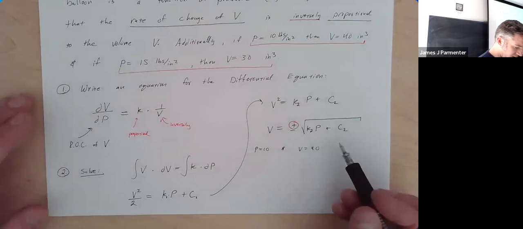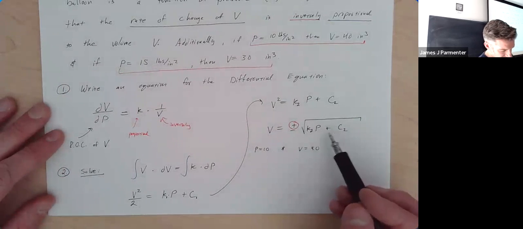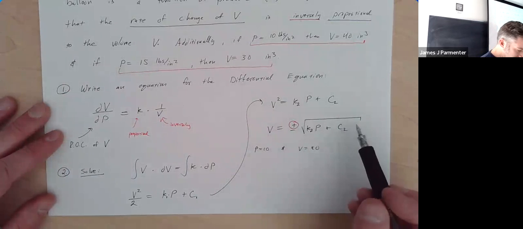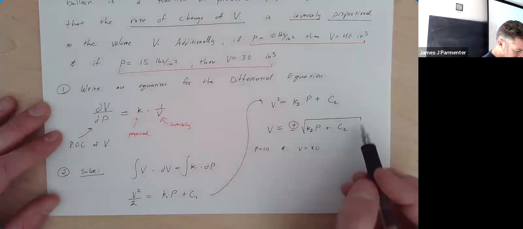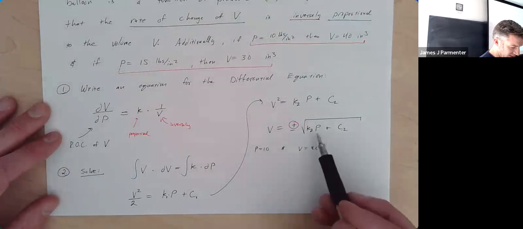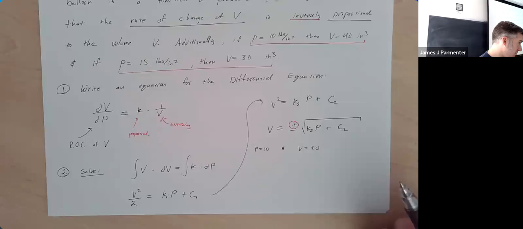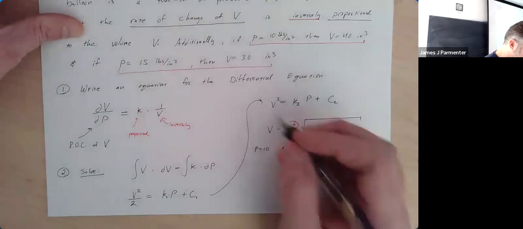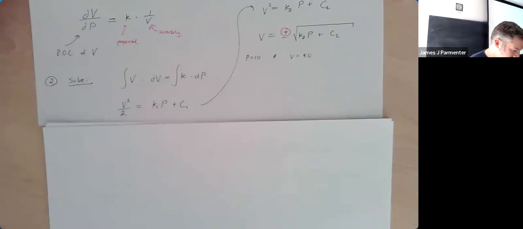But if I'm trying to find K and C, it might make more sense here than here, because if I plug in p equals 10 and v equals 40 and then try to solve for either of these, I'm just going to have to square both sides anyway. So let's go back to here. Let's use a new piece of paper because I'm out of room.